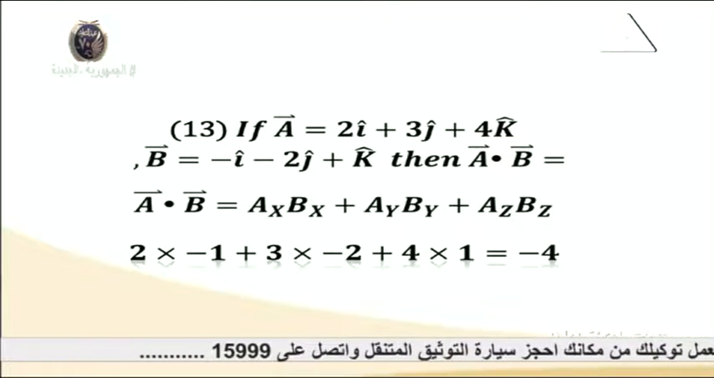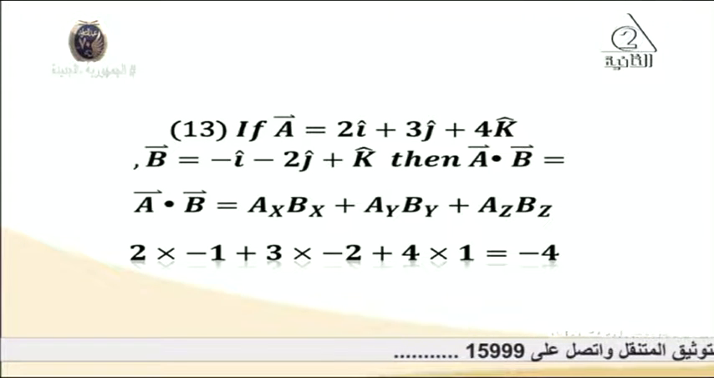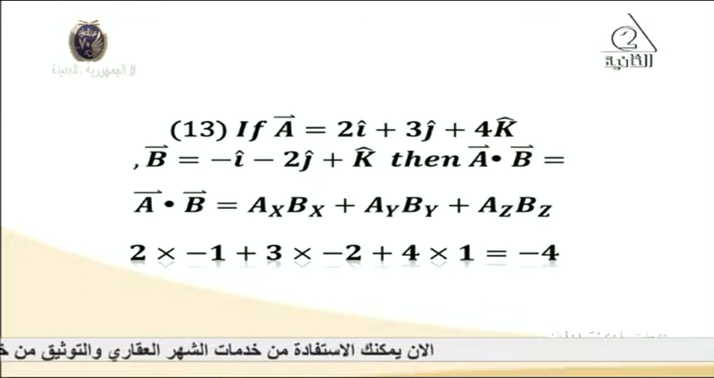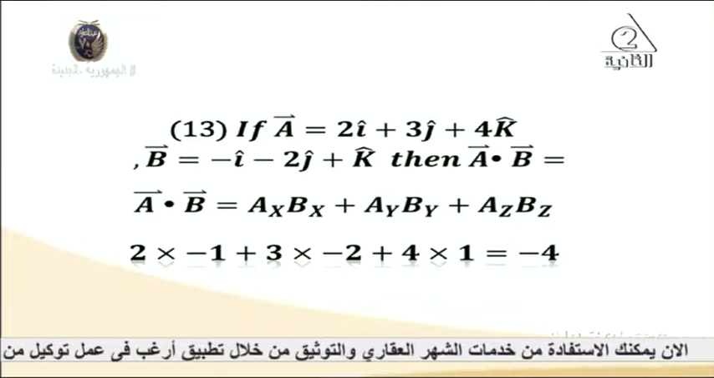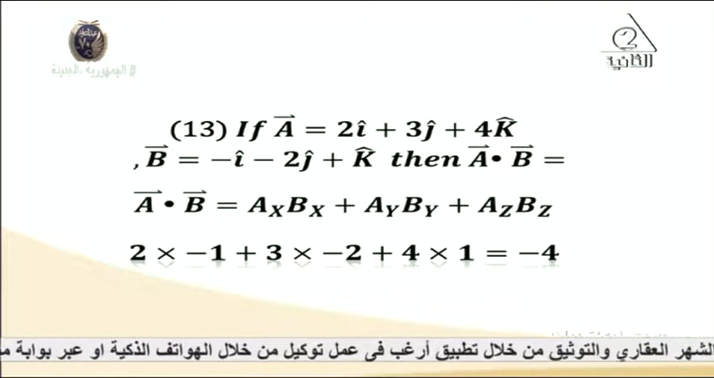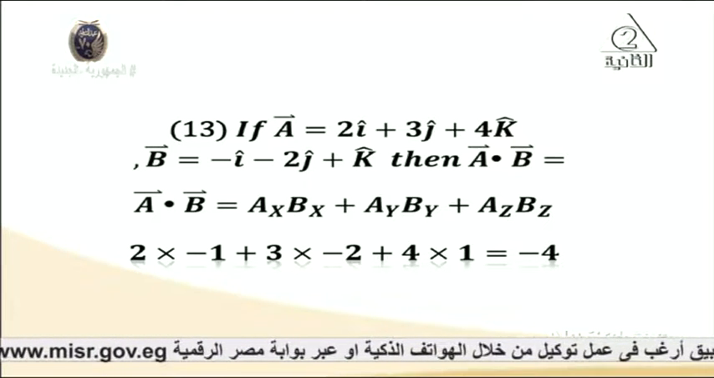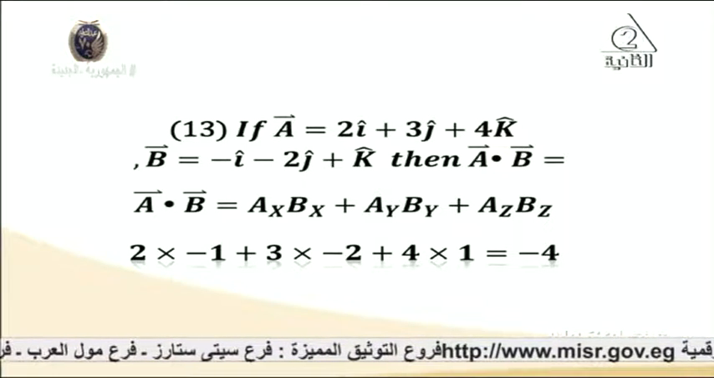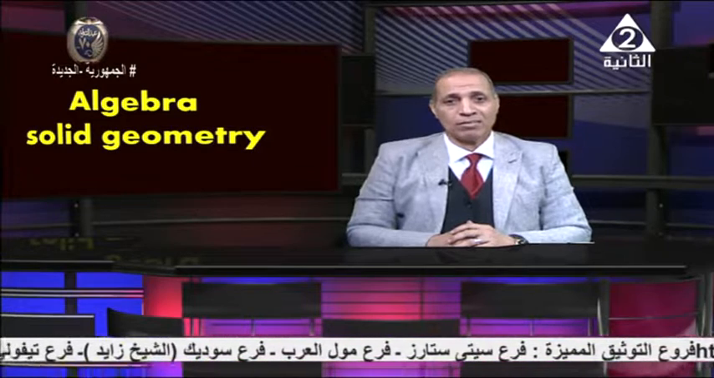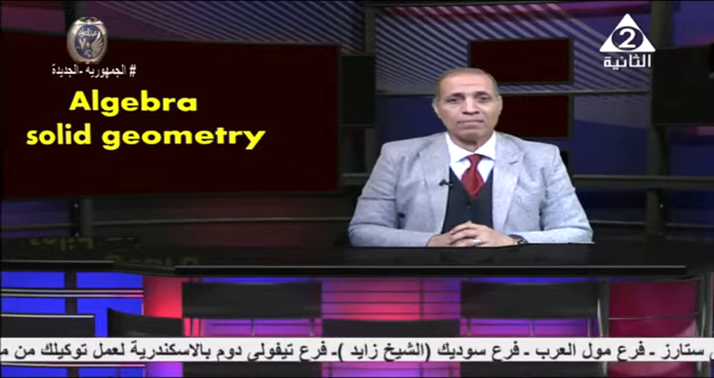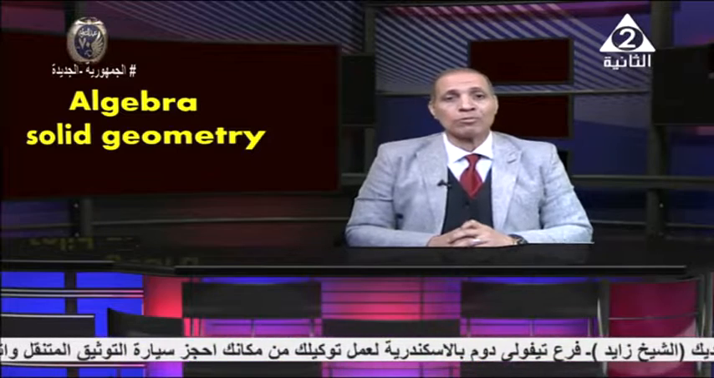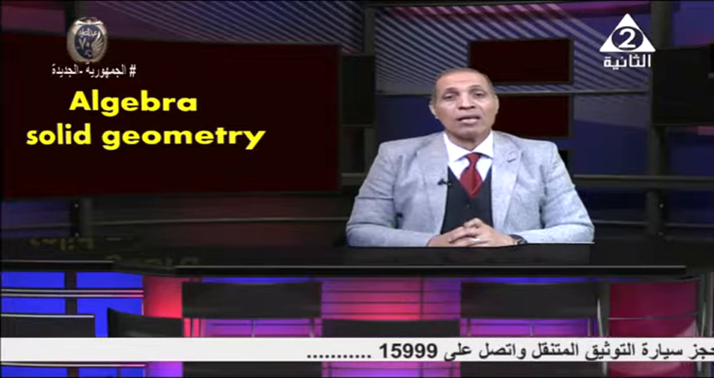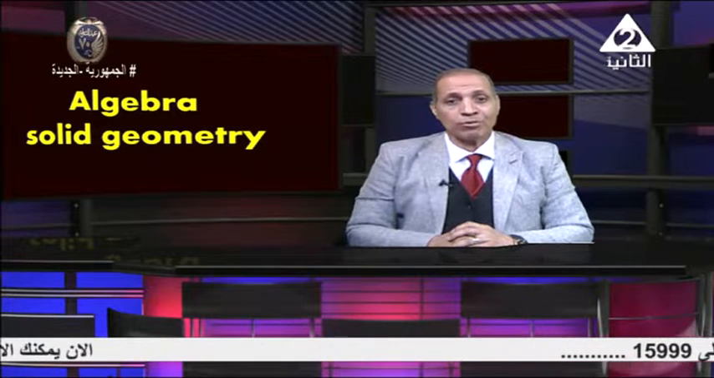My dear student, if A dot B equals 0, what do you deduce? A is perpendicular to B, or B is perpendicular to A. When A dot B equals 0, the angle between them equals 90 degrees. By the end of the lesson, my advice for you is to read the examples very well, and after that understand them in order to choose the correct answer.